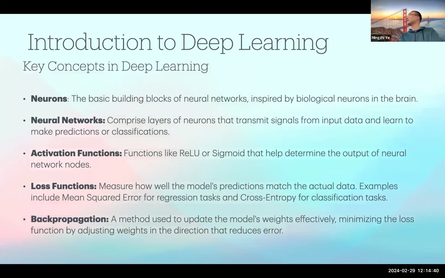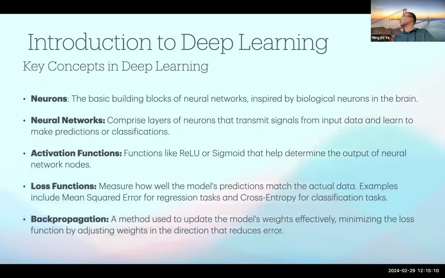And then these are some important concepts in deep learning. Neurons are the basic building blocks of neural networks. They are inspired by biological neurons in the brain. And a neural network comprises layers of neurons, and each layer has multiple neurons that can transmit signals from the input, and then learn to make predictions or classifications.